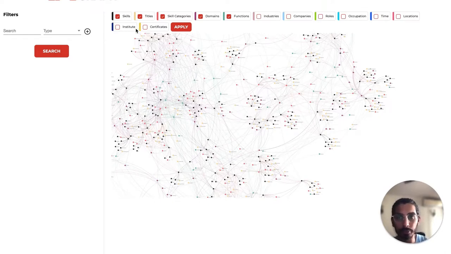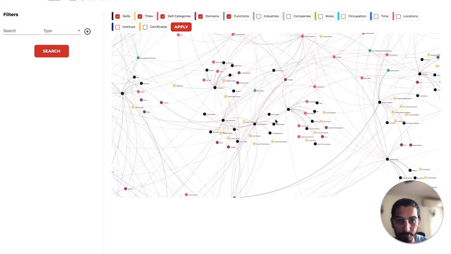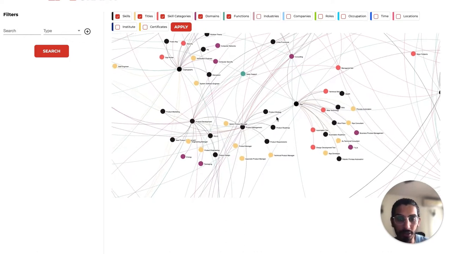But the entities which you do see right now, you will see mostly skills in the black color, titles in the yellow color, pink color for skill categories, domains in purple, functions maybe green actually. And then we do have multiple other entities which you will not be able to see right now. But if you want, you can have a look at that information. So let me zoom into the particular entities and that can give you some idea.